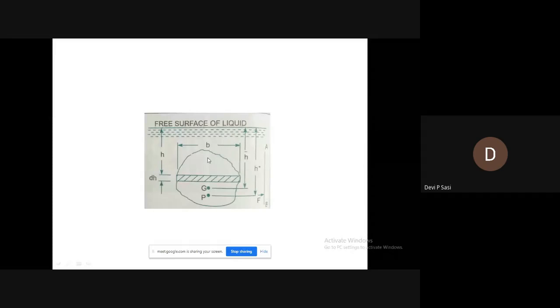Here we are dealing with two cases. First case is vertical plane surface. The plane surface is vertical. And second case is the plane surface is inclined. So first one, vertical plane surface which is submerged in water. You can see a plane surface which is vertical as well as submerged in water.